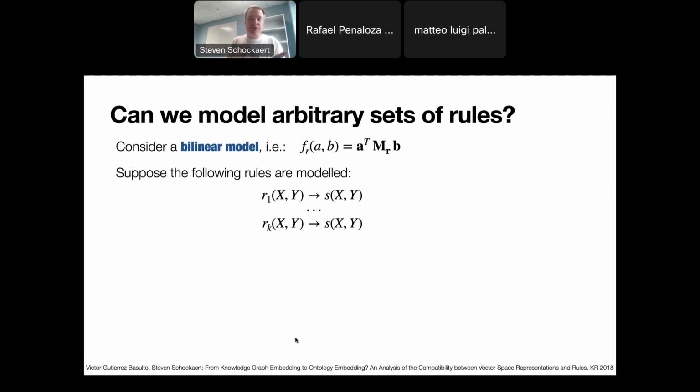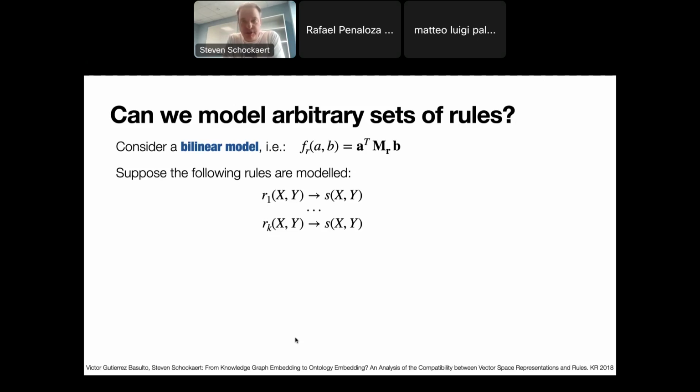So as a first negative result, suppose we have a bilinear model, that means a knowledge graph embedding model where the scoring function has this particular form. We have a matrix that represents the relationship. Entities are vectors. And then the scoring function is computed like this. And then we put a threshold on that score. That covers a lot of existing models like DistMult and ComplEx, RESCAL and Tucker.